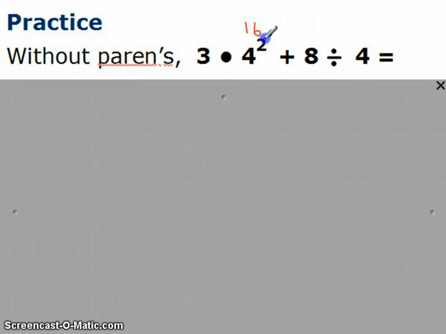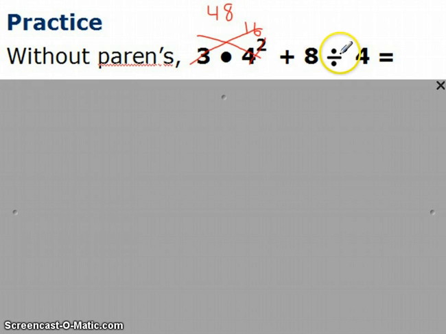Now that I've dealt with the exponent, next I look for multiplication or division. Well, I've got a multiplication and I've got a division, but I've got the multiplication first. So this 3 times 16, well, that's 48. And I'm dealing with limited space on my slide here, so I'm just going to make it all fit here.